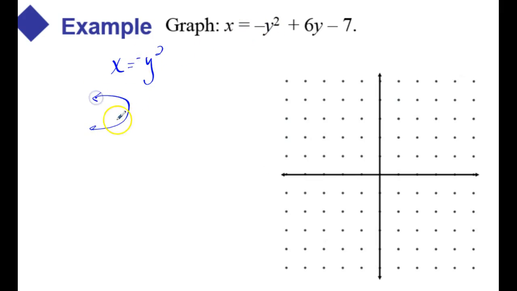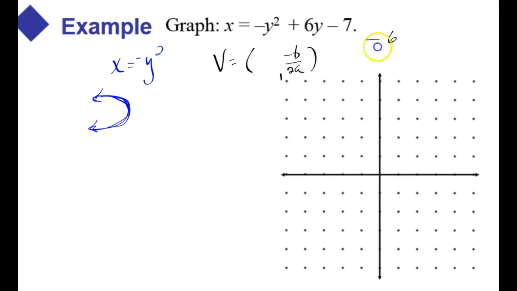So generally speaking, I know it looks something like this, but I don't know the vertex or how wide it is yet. So be careful for horizontal parabolas. If I try to do the negative b over 2a, that's actually going to be the y coordinate instead of the x coordinate, because everything is reversed here.